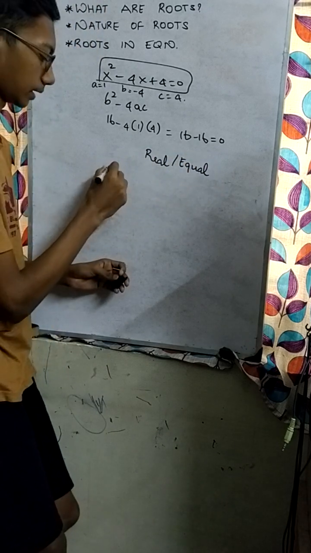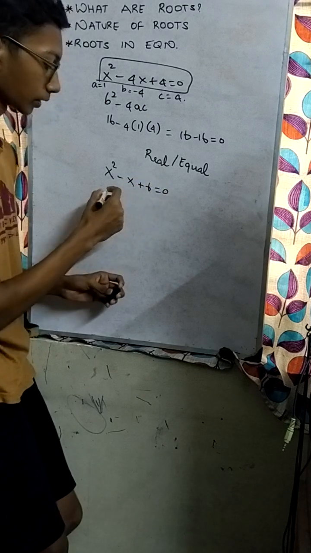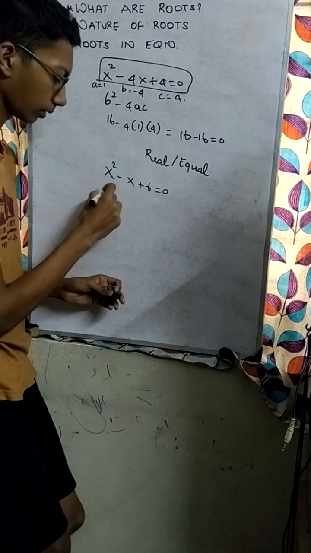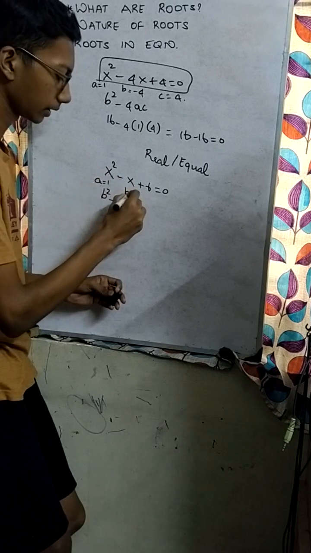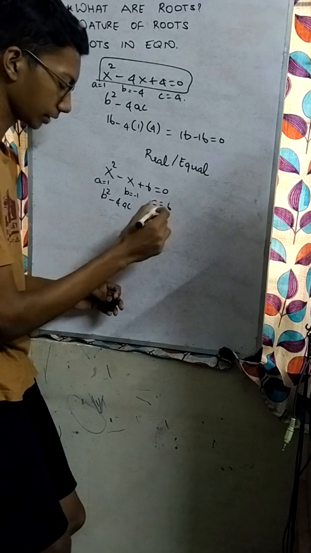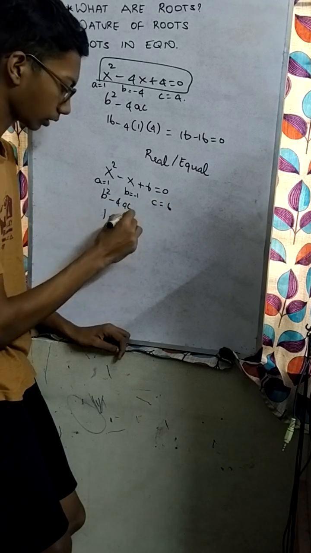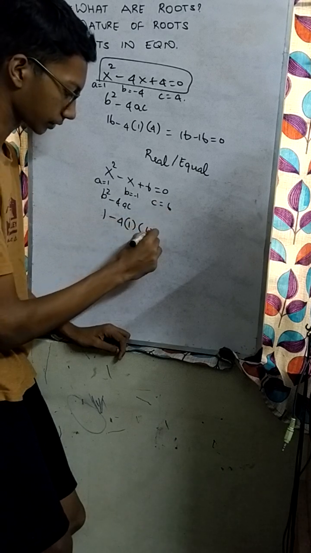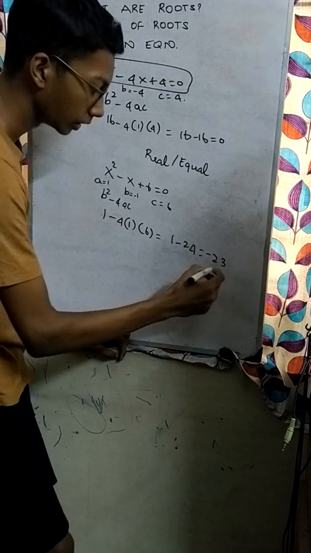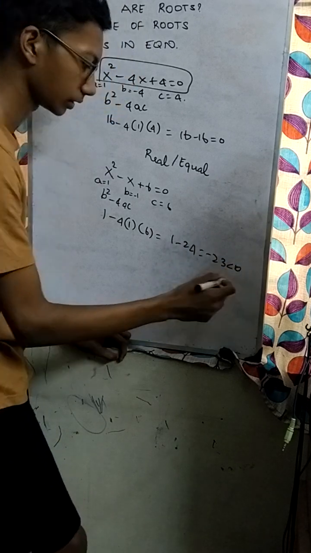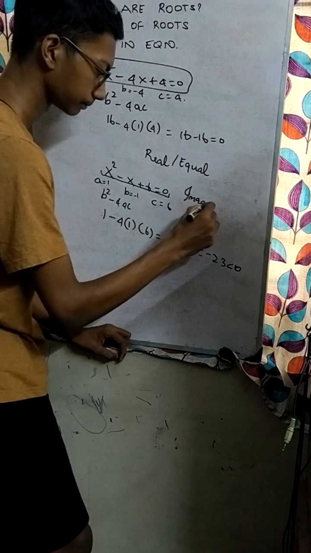Now let's say we have another example. x square minus x plus 6 equals 0. So apply the same formula, b square minus 4ac. Here a equals 1, b equals minus 1, c equals 6. So minus 1 the whole square is 1, minus 4 times 1 times 6 equals 1 minus 24, which is minus 23. So this is actually negative, that is less than 0. So this equation will have imaginary roots.